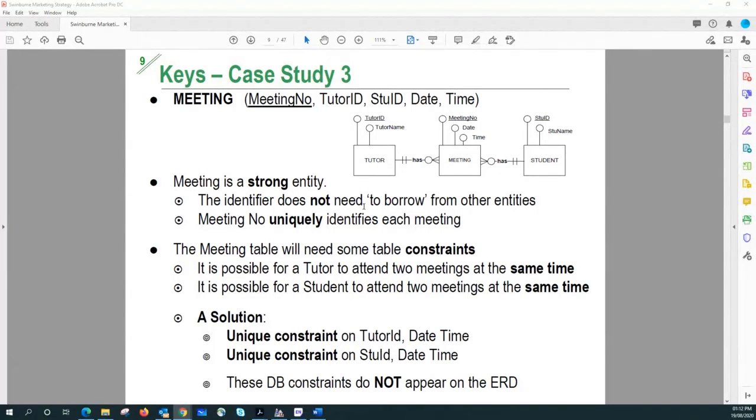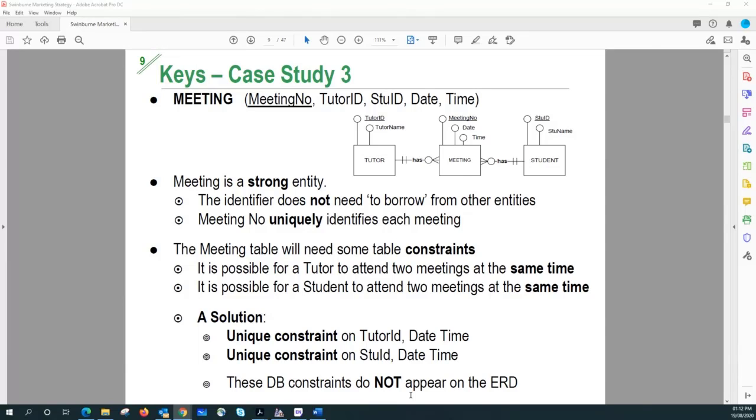So how do we make a unique constraint for the tutor? I can say constraint, give the constraint name, unique, and then open brackets. I can put tutor ID, comma, date, comma, time. So that's three columns combined. Then I can have another row saying constraint name, unique, open the brackets, and say student ID, date, comma, time. So two unique constraints.